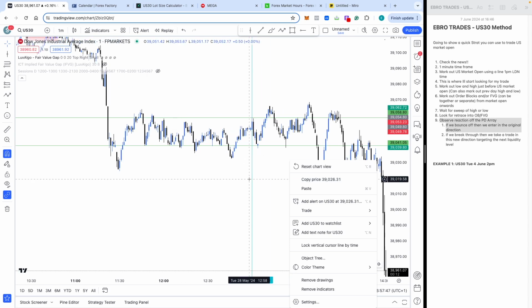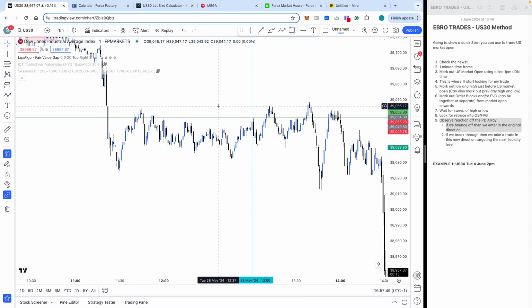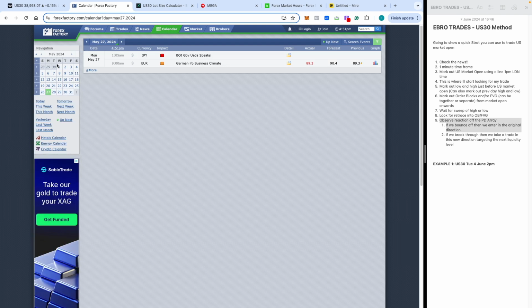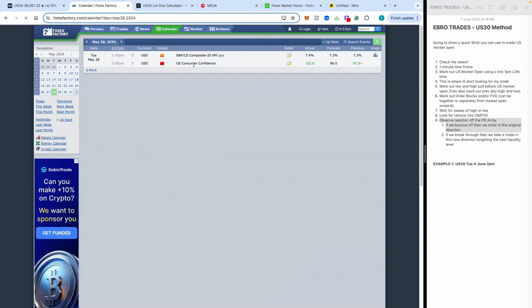Right. Next example. Let's get rid of this. Let's follow the trading plan. Again, so this is Tuesday, 28th of May. First things first, check the news. Tuesday. All right. We got news at 2 p.m. We got news at 3 p.m. This is a red one, so you probably wouldn't want to be holding a trade at 3 p.m. I don't really care about this one, though.